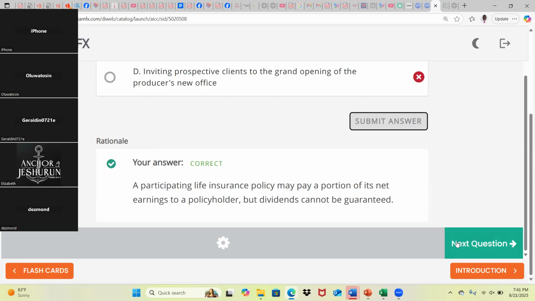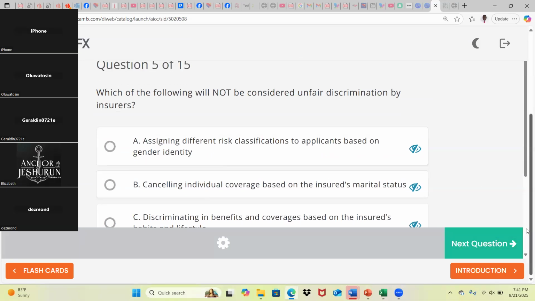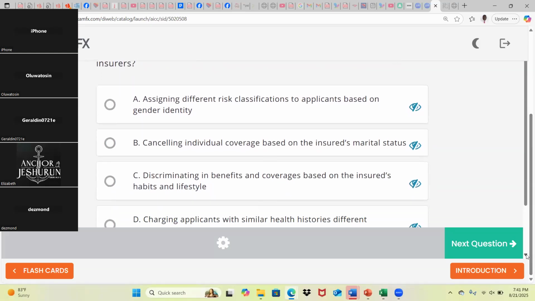Remember that. 100% you're going to see that in the exam. Dividends are not taxable, but interest is taxable. So, all right, question 5 of 15 here. Elizabeth, can you read this one for us?